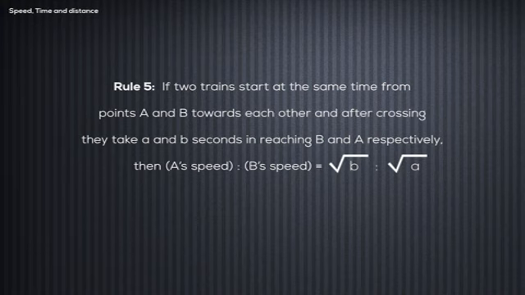Rule number 5. If two trains start at the same time from points A and B towards each other, and after crossing they take a and b seconds in reaching B and A respectively, then A speed is to B speed is given by square root of b is to square root of a.